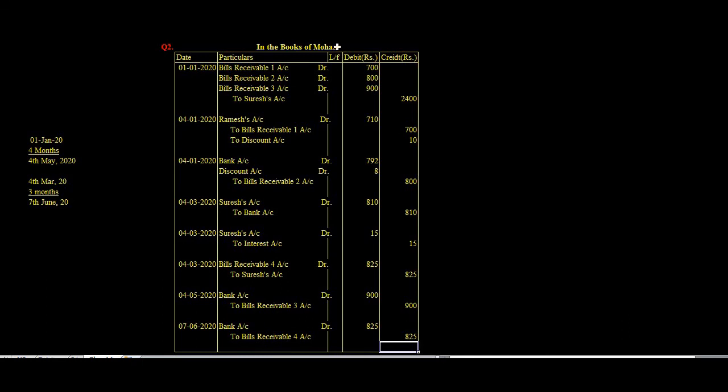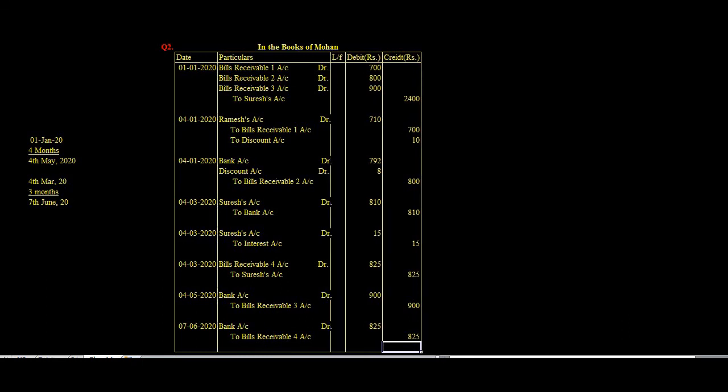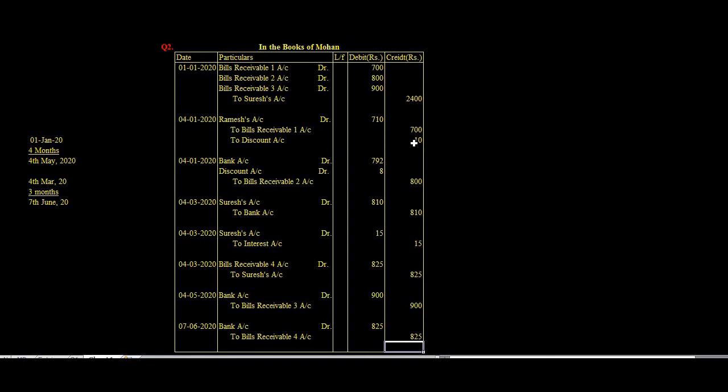I understand that it's a little smaller in size. The reason is I have decreased the zoom so that you can see the whole problem in a single shot, right? So guys, these are the two problems that we have done today.